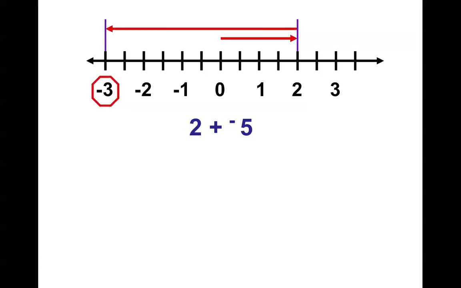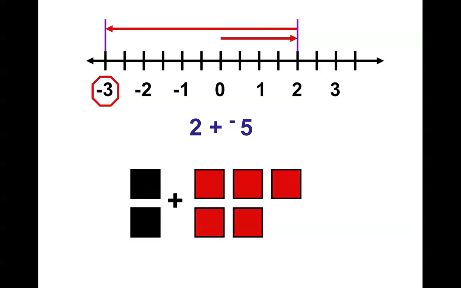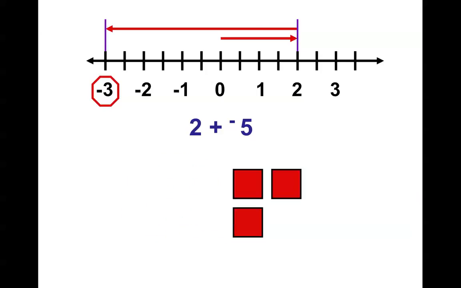And where do we end up? At negative 3. Whereas if we use the blocks, you would be able to notice that we have 2 black boxes and we have 5 red boxes. Notice, 1 negative and 1 positive equals 0. Therefore, 2 negatives and 2 positives would zero each other out also. What do we have left? 3 negatives, or the answer is negative 3. Get it? Let's try another.